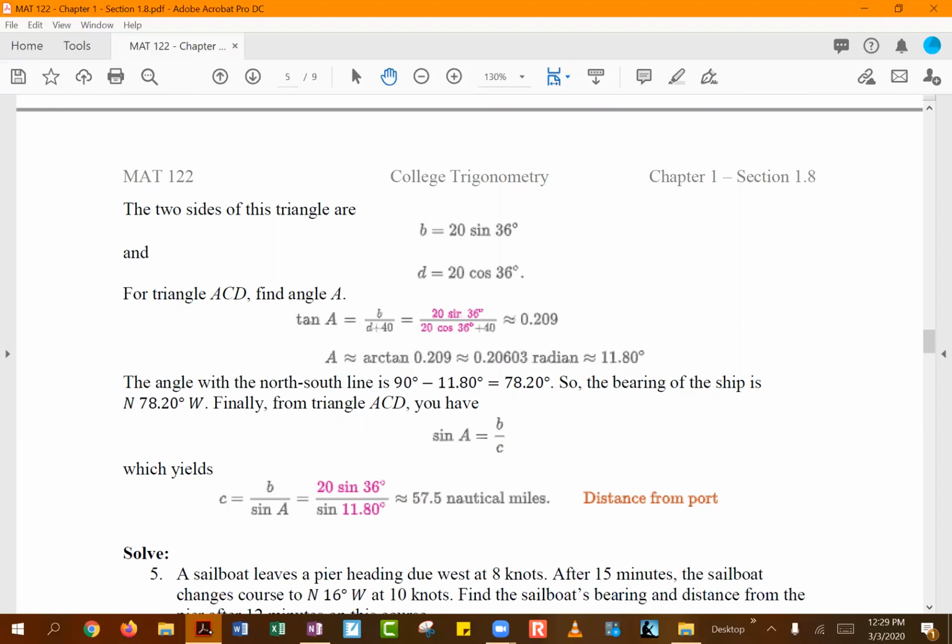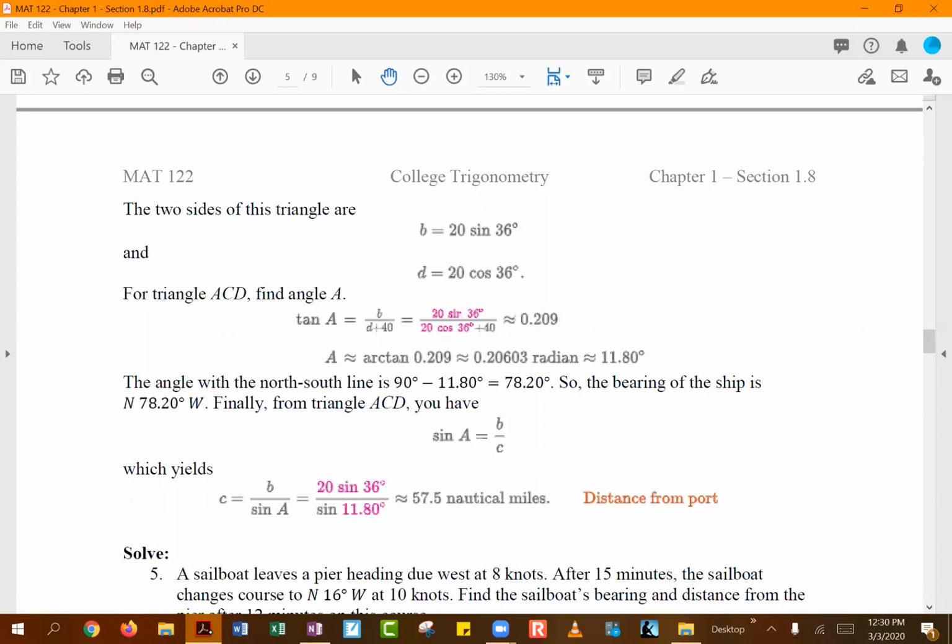Okay, so now they're actually using the bigger triangle ACD. And instead of going back and forth, if you guys can see on your paper, the bigger triangle ACD, they're actually trying to figure out what that original angle A is, right? Because that will give you the angle from the port, how far away they are from the port itself. And then B plus the 40 nautical miles that they traveled going west will give you the adjacent side. And side B would be your opposite side. So you can kind of see how they did that little calculation there and came up with tangent of A was 0.209. And then same thing, you're using the arc tangent function to figure out what that angle A is.